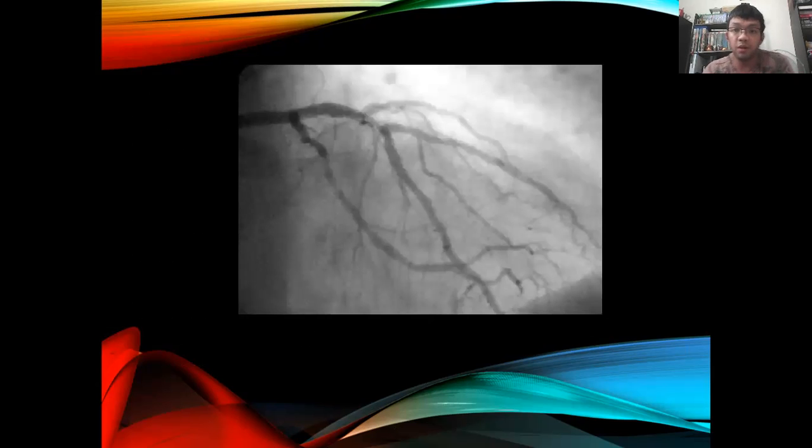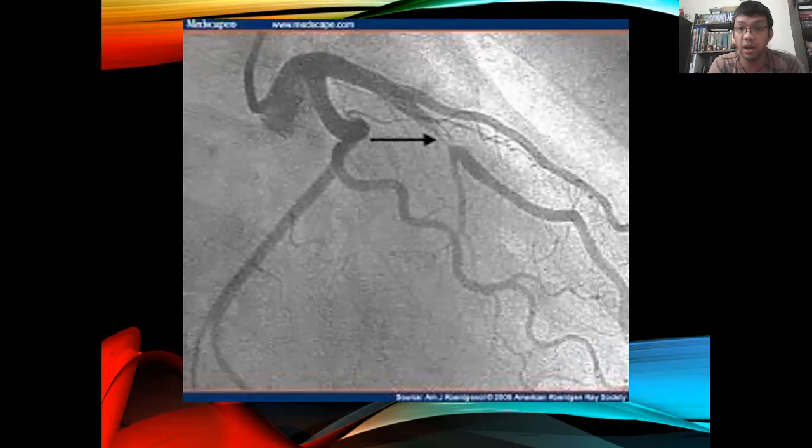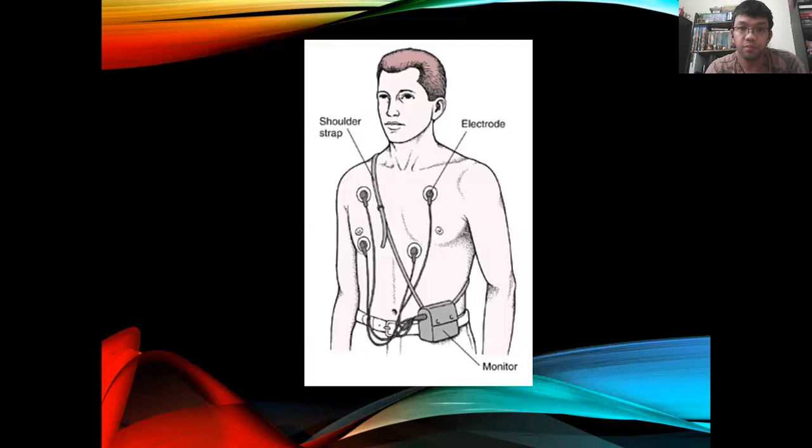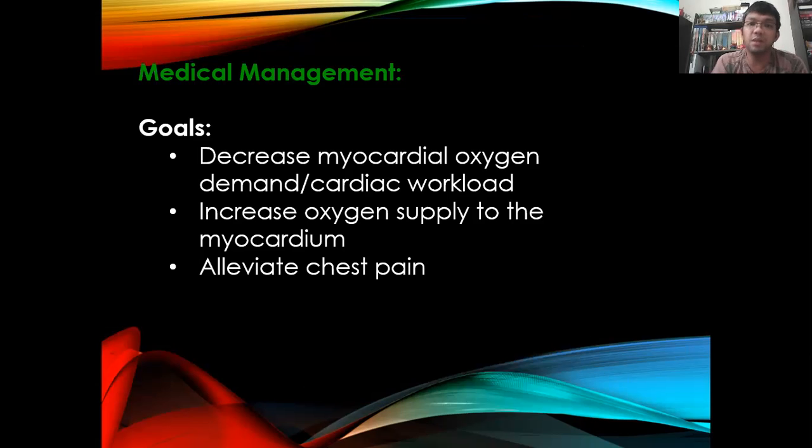So this is an example of a coronary angiography, and it can be seen here, the obstruction. You see that faint portion here, that's the obstructed part of the coronary artery. So here, another great example would be here. There's obstruction seen in the coronary artery here. So this is an old type of ECG. So here is the ECG monitoring during the stress test.